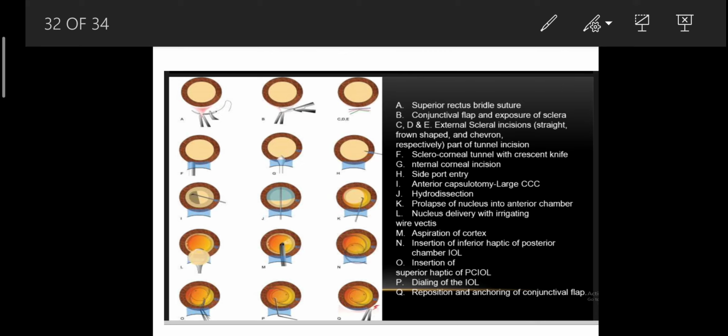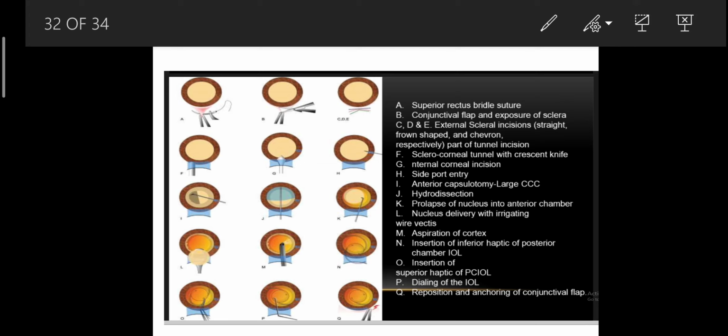And the most important technique that we use is the sandwich technique, wherein we place a vectis below the nucleus and an IOL dialer or Sinskey hook above the nucleus, and we sandwich the nucleus and remove it. So that is the most common method. Then followed by cortical wash. After the nucleus is removed, the remaining cortex has to be washed. Here we are doing a cortical wash, followed by implantation of the IOL into the bag and dialing the lens.